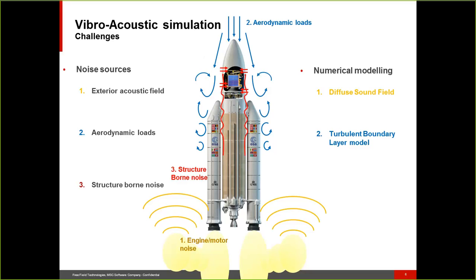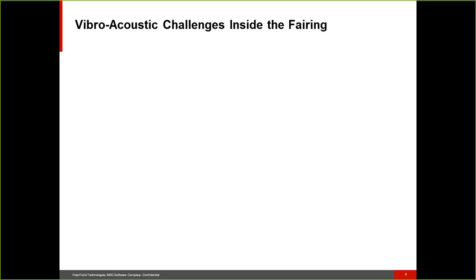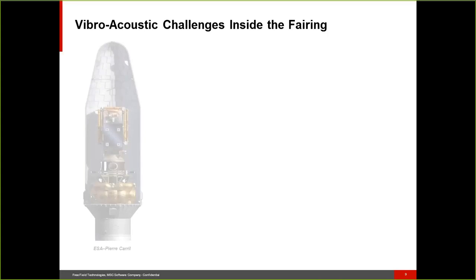Finally, the third type of external source is the structure-borne noise due to the structure vibration and the acoustic transmission. For that purpose, the acoustic insulation performances can be predicted via transmission loss and noise reduction index studies. In addition, the vibration levels and the induced constraint can be predicted and coupled to an acoustic fatigue analysis. But let's go inside the fairing and better understand the situation.